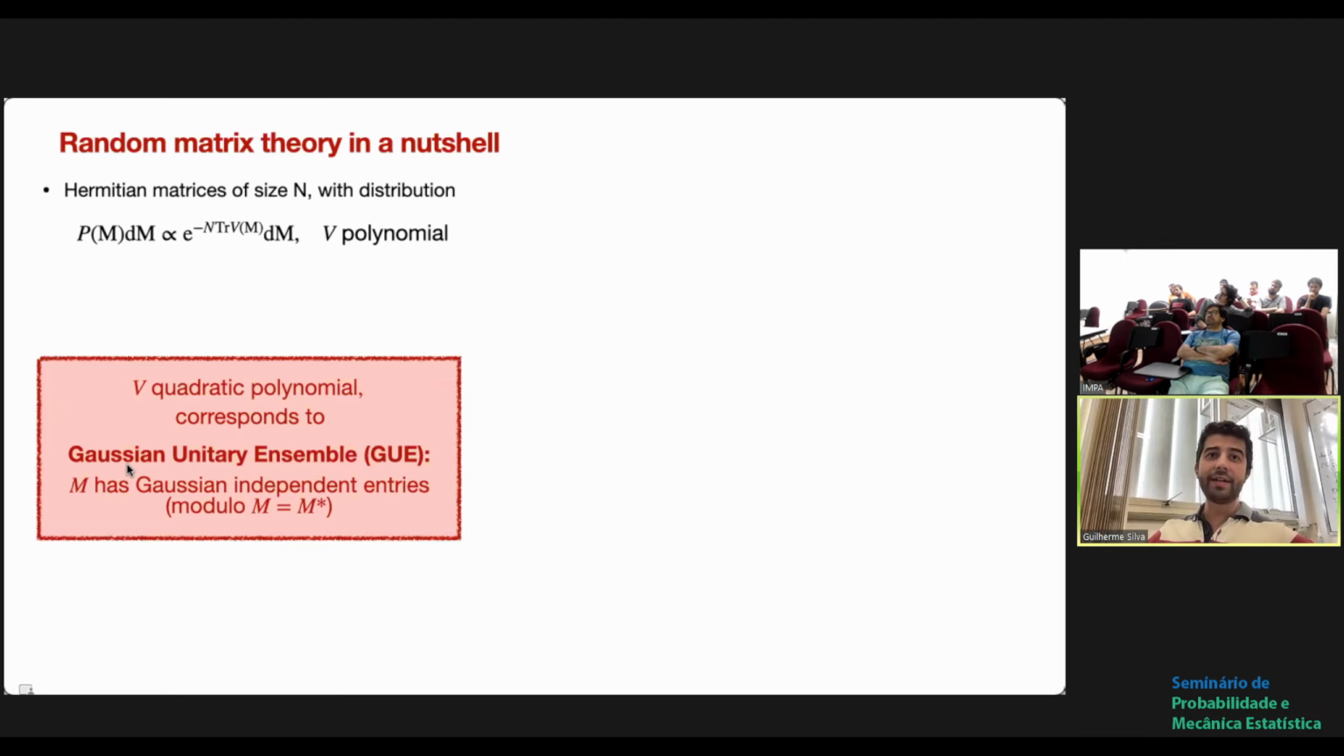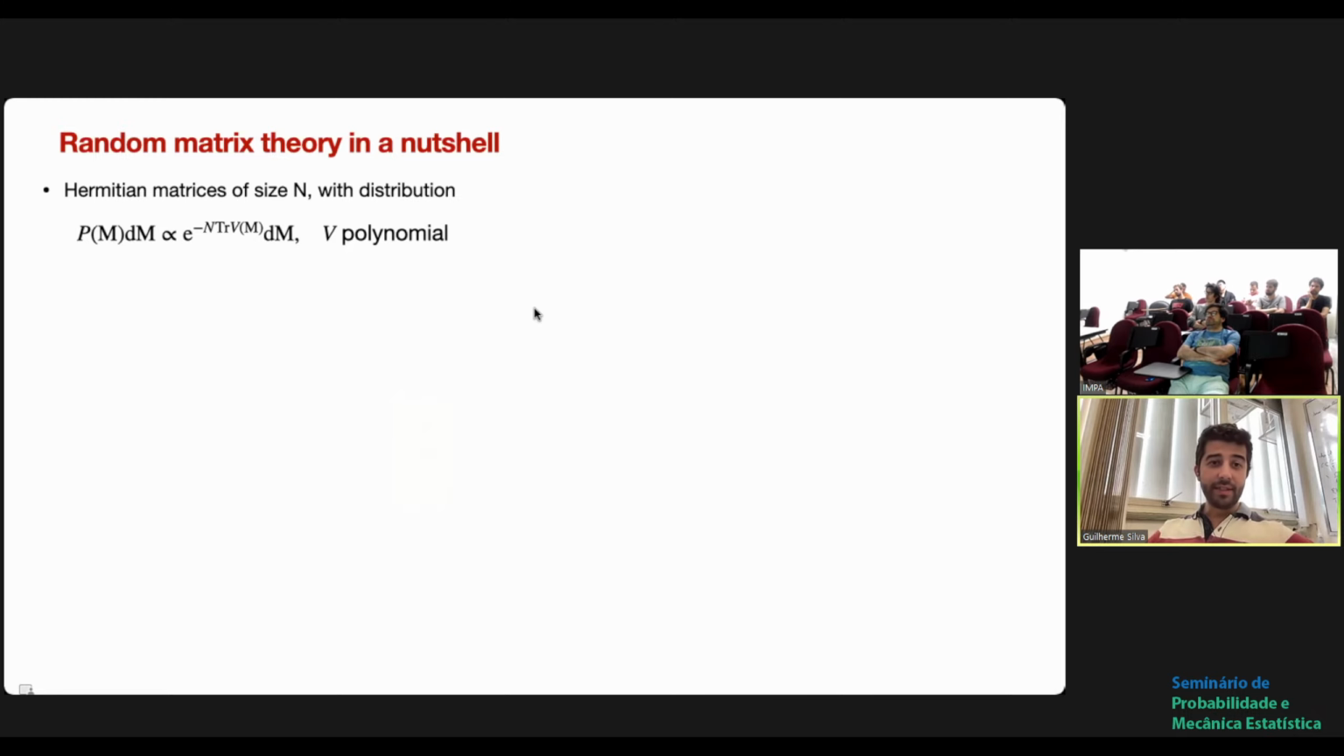Why Gaussian? Just because the entries of your matrix are all complex Gaussians, and they are independent. And the unitary part comes from a certain symmetry: because your matrix is Hermitian, this model is essentially invariant under unitary conjugation. So in other words, a very concrete case, if you don't care about Gibbs measures, is when you take V to be a quadratic polynomial, and then you're talking about Hermitian matrices with independent Gaussian entries.